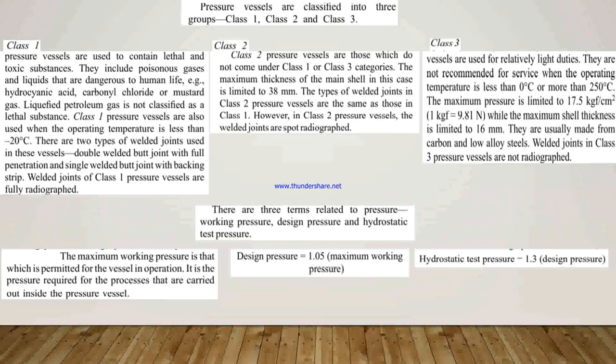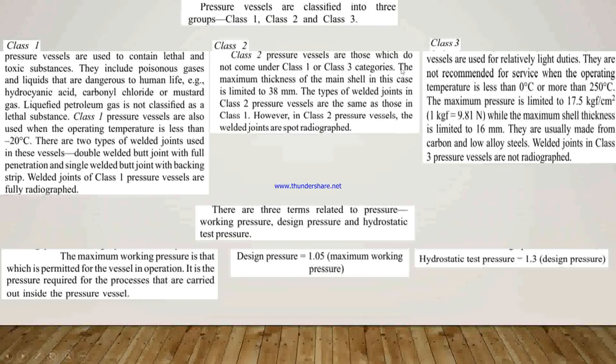Okay, class 2 pressure vessels are those which do not come under the class 1 or class 3 categories, and the maximum thickness of the main shell in this case is limited to 38 mm. The type of welded joints in class 2 pressure vessels are the same as those in class 1, however in class 2 pressure vessels the welded joints are spot radiographed.